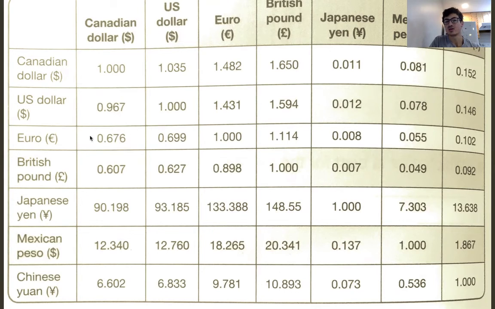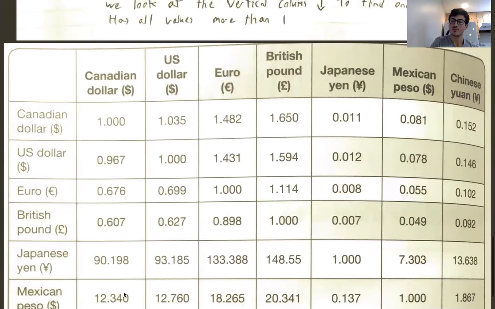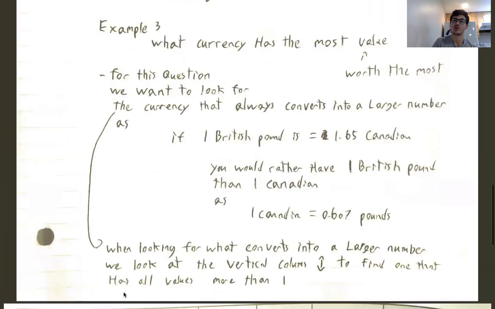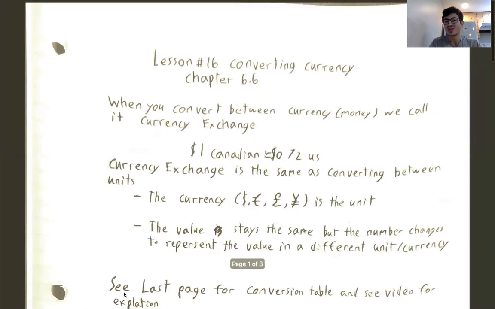And here, the Canadian dollar converts into a smaller number again for the euro. So the euro is worth more than the Canadian dollar. If we're looking at Canadian dollar and look at the Japanese yen, well, it converts into a bigger number. So the Canadian dollar is worth more than a Japanese yen. Same with a peso, and same with the Chinese yen. So you want to look for a column that has values that are always bigger than 1, because it converts into a bigger value. Okay, so that is the lesson for today.